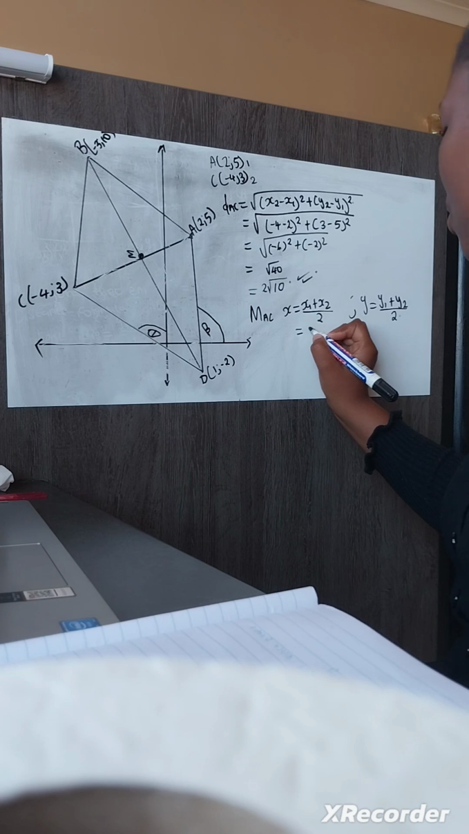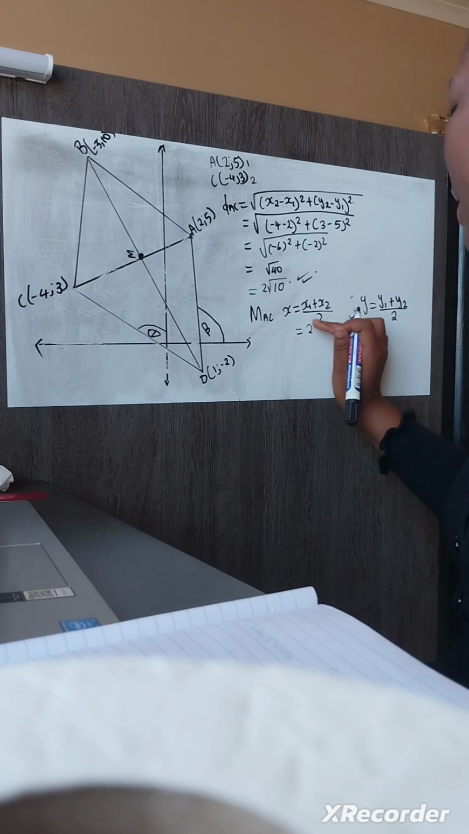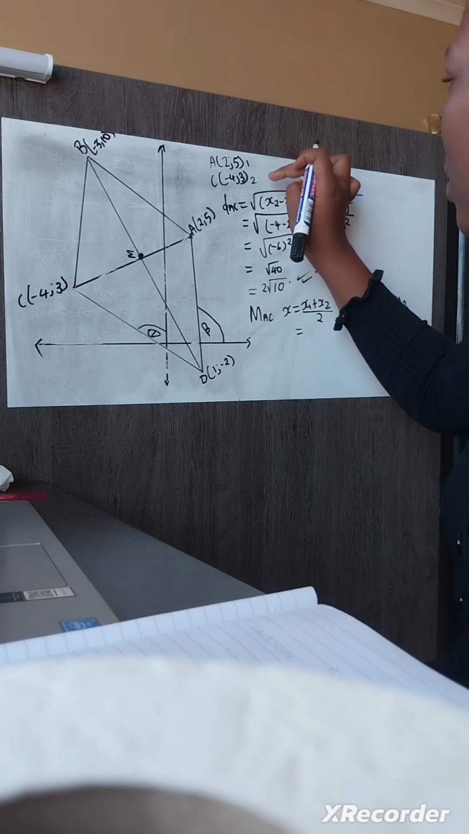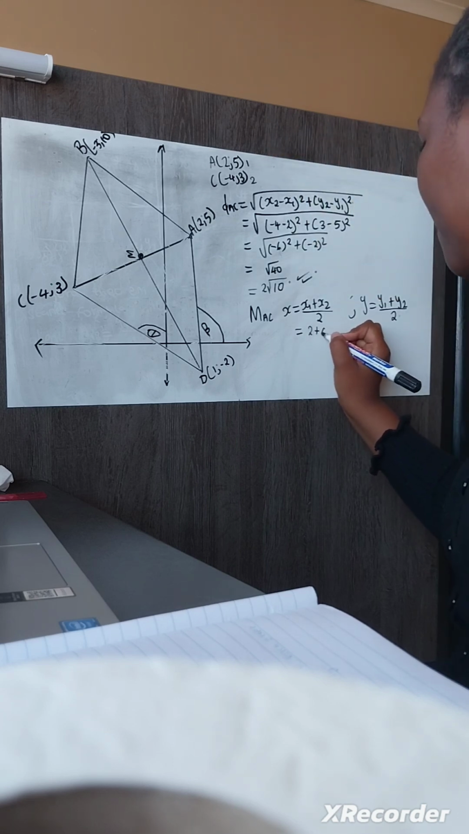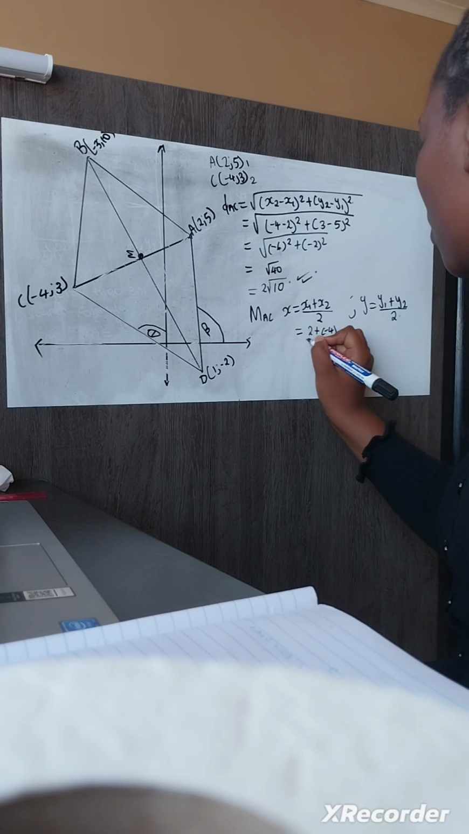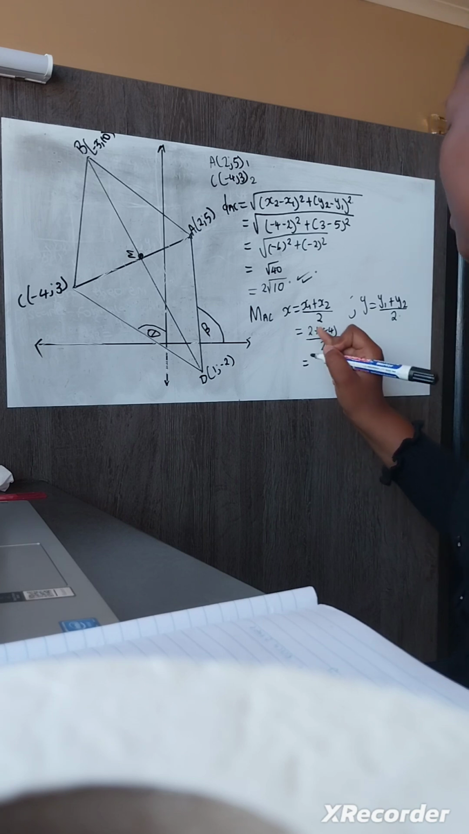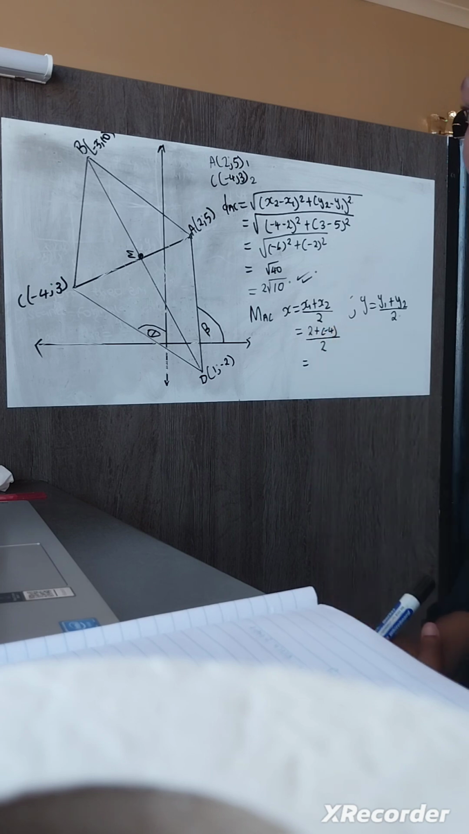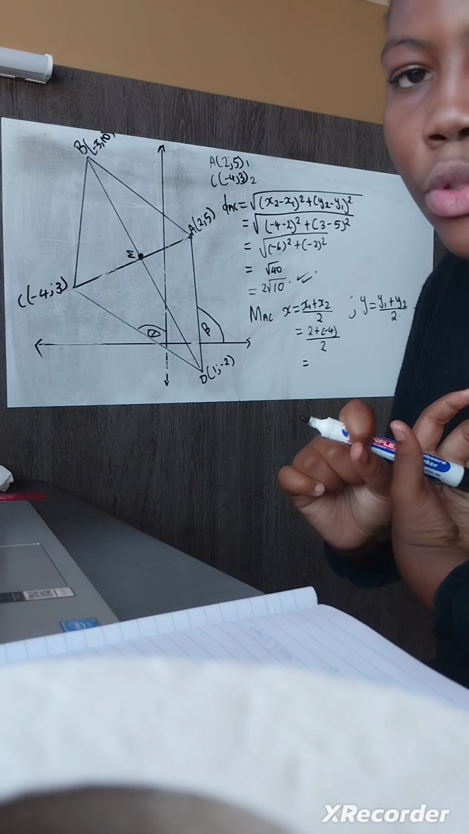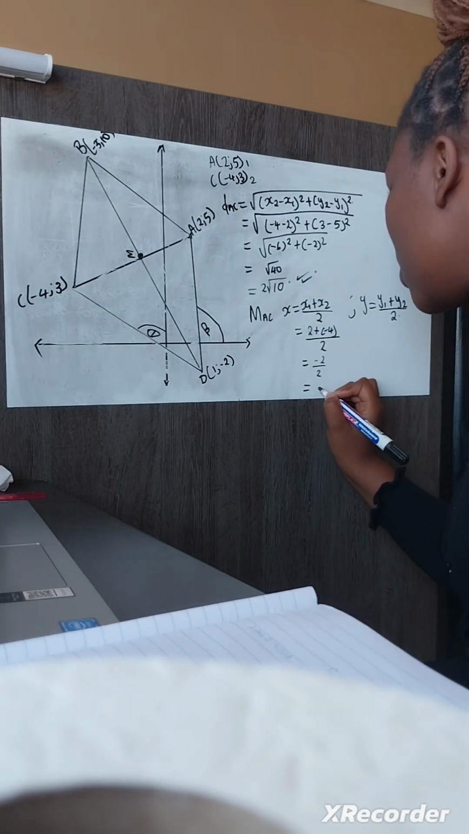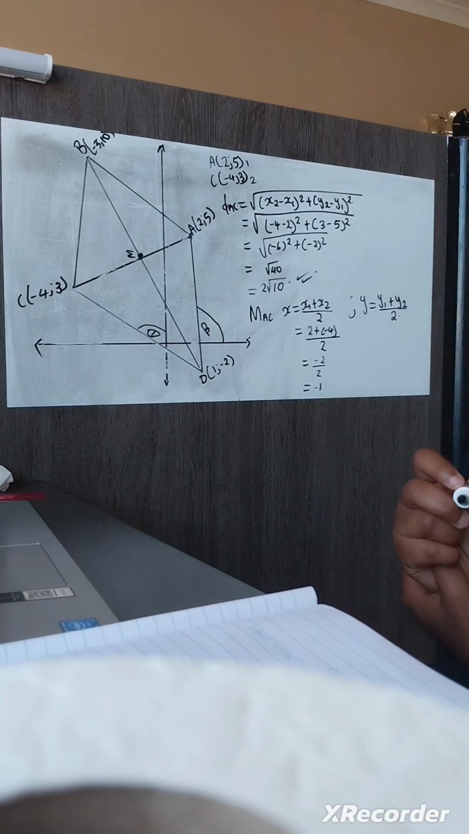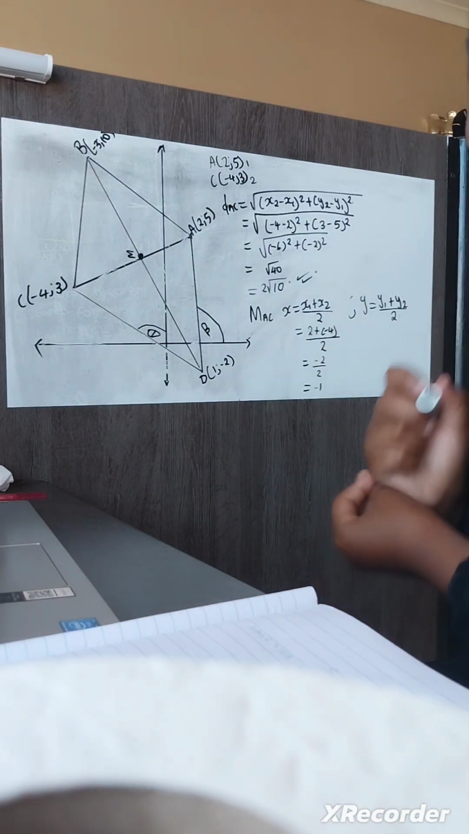For x I will have 2, let's say this is our first and this is our second. I'll have 2 plus -4 all over 2. 2 plus -4 will give us -2, right? I'll have -2 all over 2, which will give me -1. So here we found the x coordinate for M.